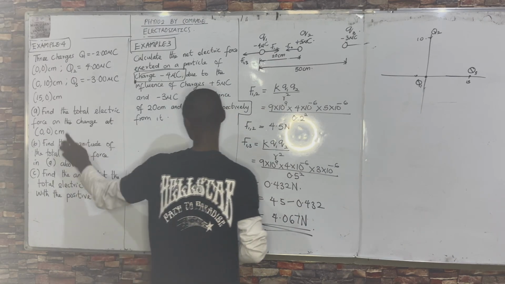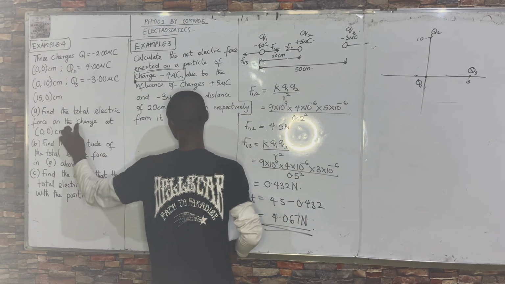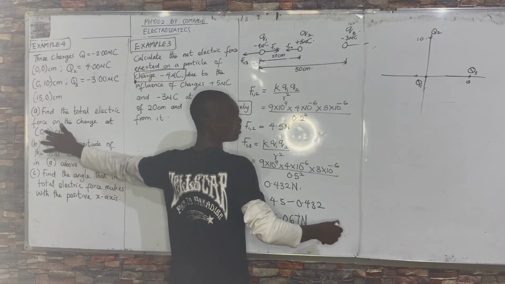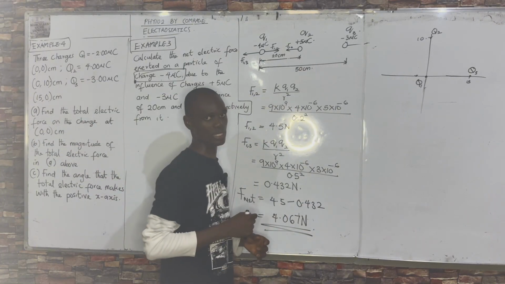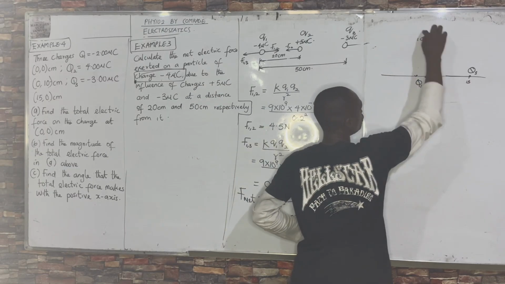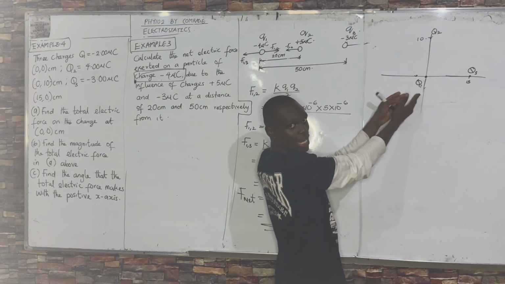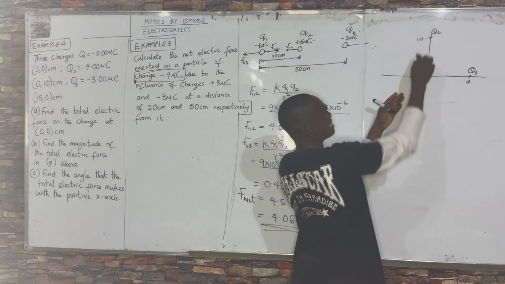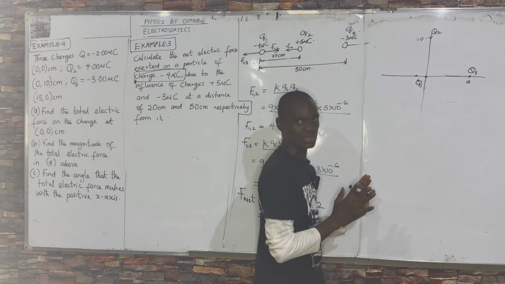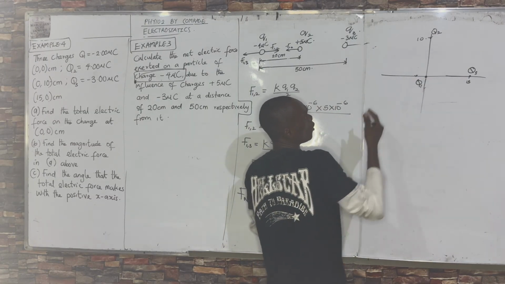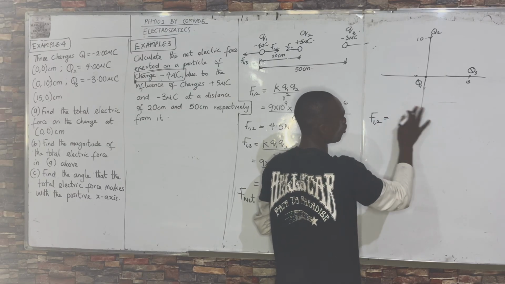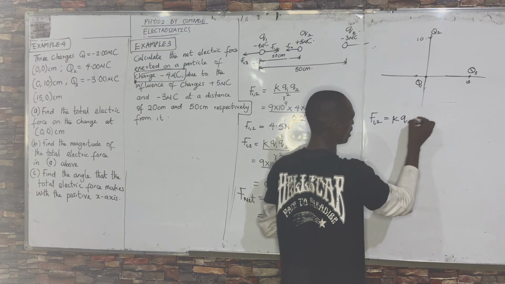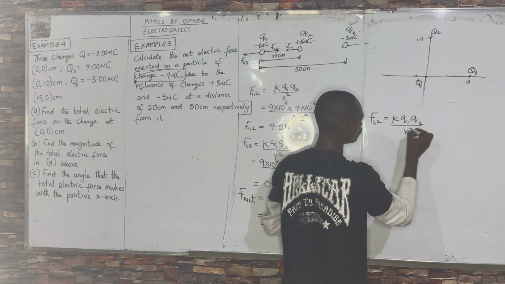Now the first question is, find the total electric force on the charge at this point. So we want to look for the force on this charge, Q1. So it means Q2 and Q3 will be interacting with Q1, and you take the interaction individually. So let's look at the behavior between 1 and 2. According to Coulomb's law, I have k Q1 Q2 over r squared.